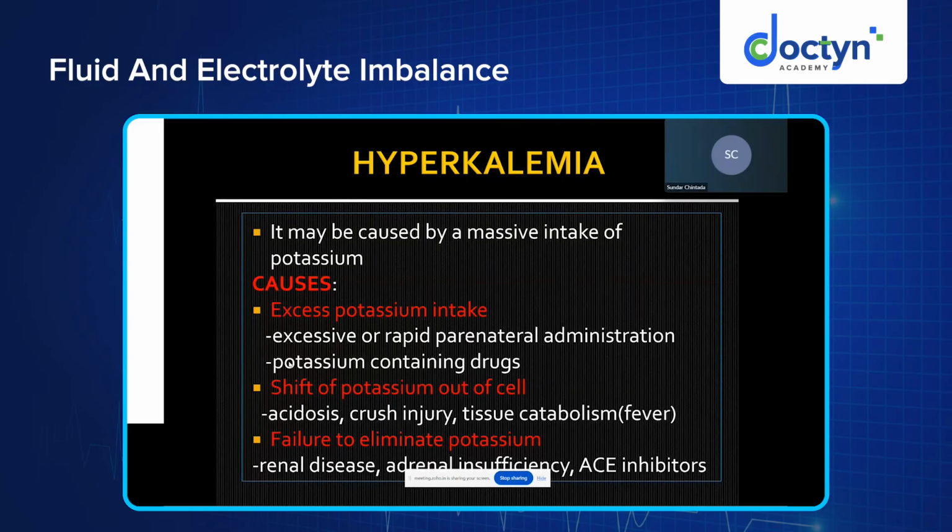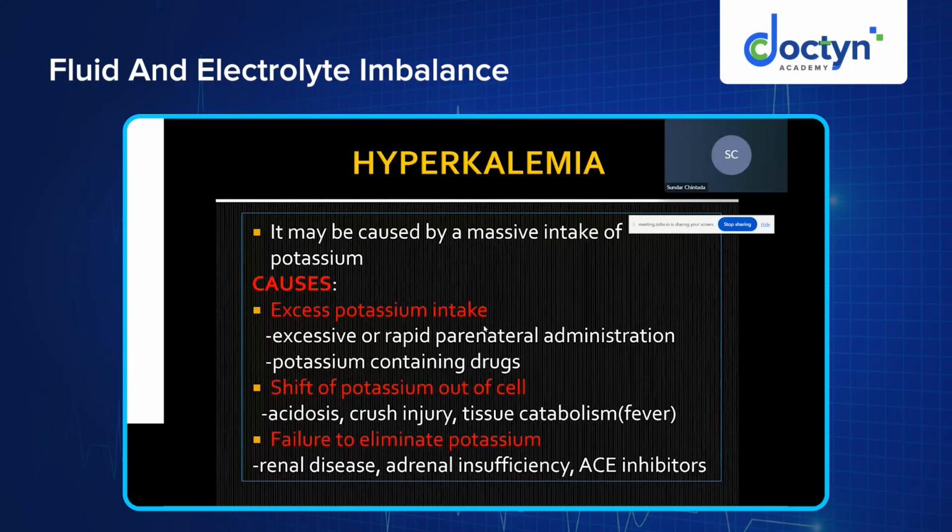And what can be the cause of movement? Because potassium is intracellular, shifting of potassium out of the cell because of acidosis, because of any crush injury, because of tissue catabolism, can cause the movement of potassium out of the cell. Failure to eliminate potassium because of renal disease, because of adrenal insufficiency, and because of ACE inhibitors, that is captopril, enalapril, the antihypertensive medications, can also be the cause of failure to eliminate potassium from the body.